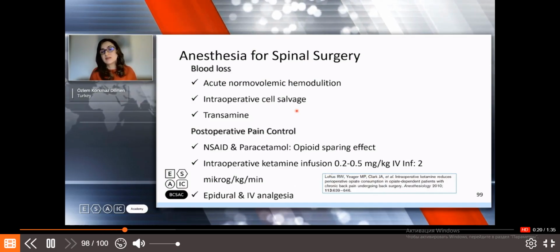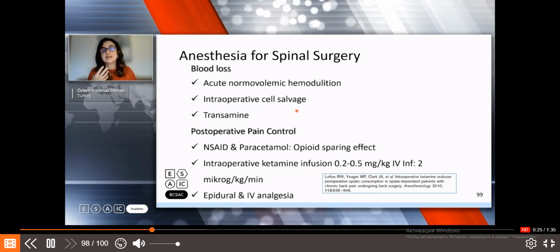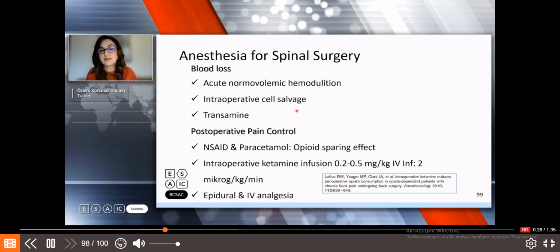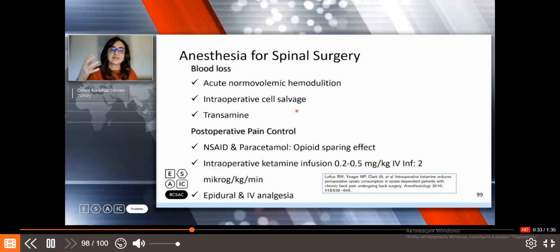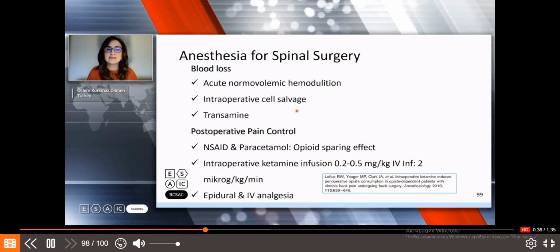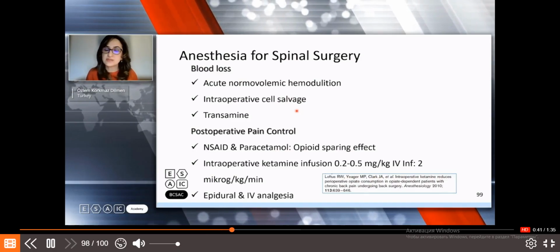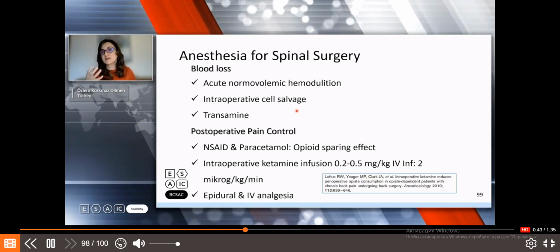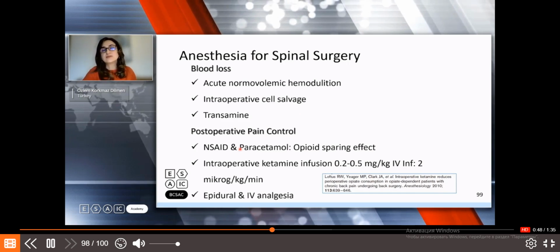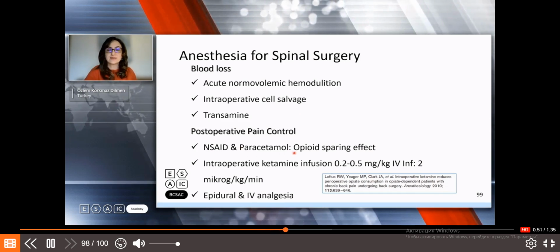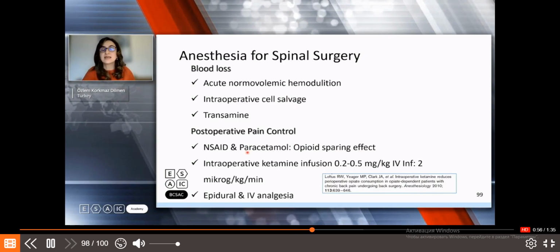For postoperative pain control, in recent years, non-steroidal anti-inflammatory drugs were generally avoided because of their effect on osteogenesis, but nowadays we know that at least one week of administration of non-steroidal anti-inflammatory drugs does not cause any problem in fusion surgeries. That's why, to facilitate opioid sparing effects, we generally use paracetamol and non-steroidal anti-inflammatory drugs.